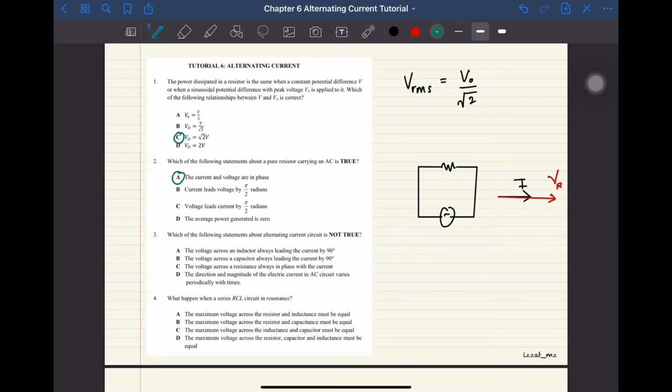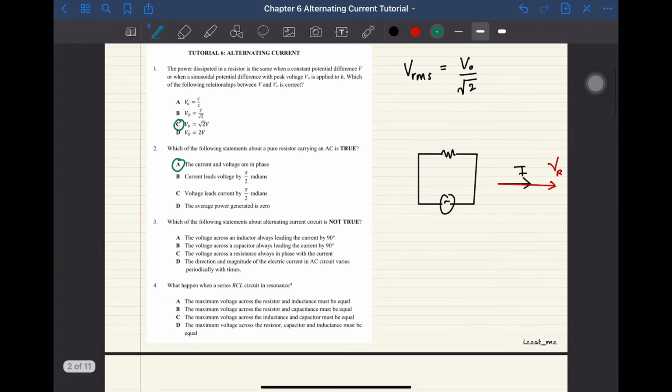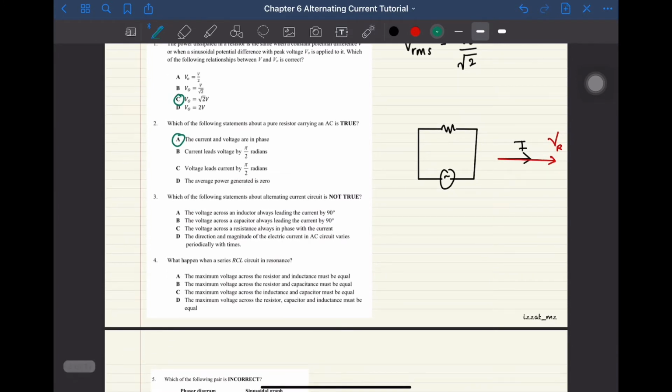Question number 3. Which of the following statements about an alternating current circuit is not true? Not true, eh? So the voltage across an inductor always leads the current by... Again, they are talking about the phasor diagram. Maybe I can try to draw all 3 phasor diagrams, combining the resistor, capacitor, and inductor. This is my current. This is my VR. This is my VL. Sorry, VC. And this is my VF.